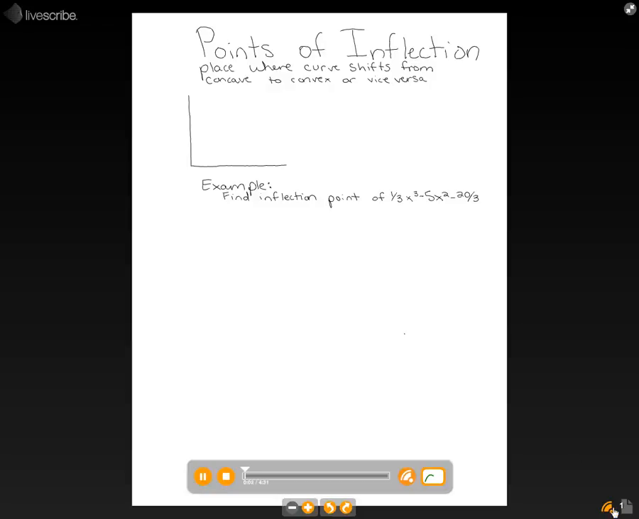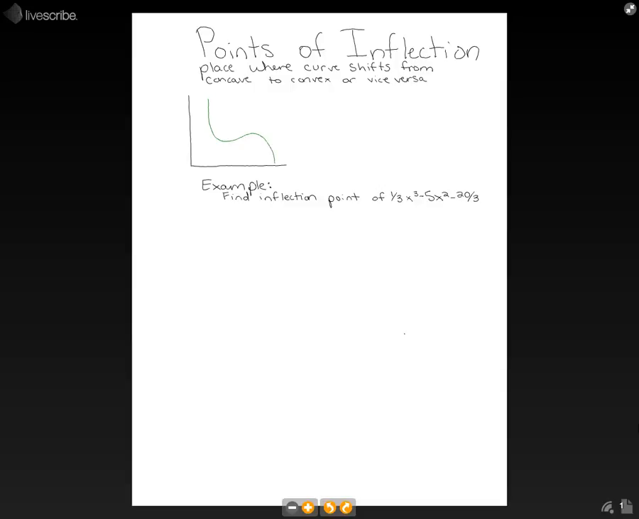This video is going to be on points of inflection. A point of inflection is a place where the curve is just going to shift from concave to convex or vice versa. So that might look something like this.